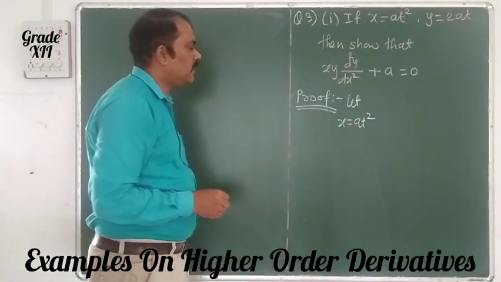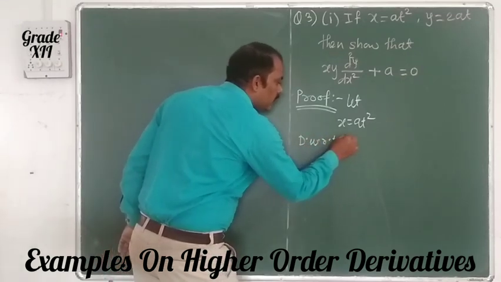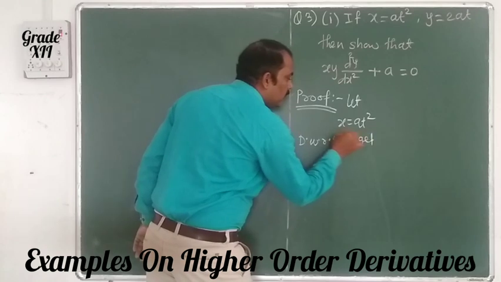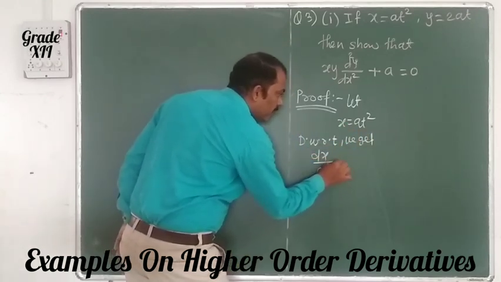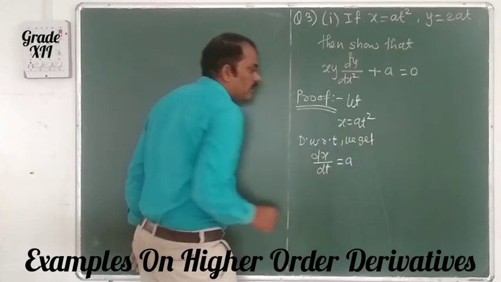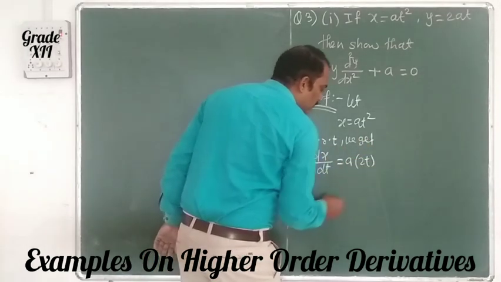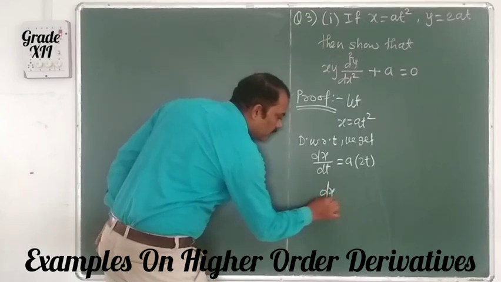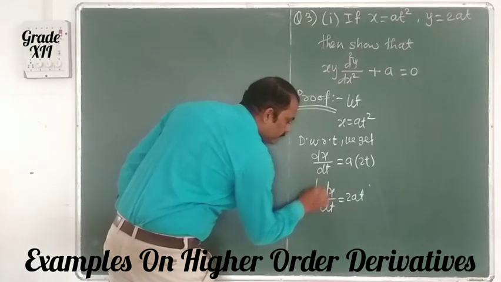First we have to differentiate with respect to t. We get the differentiation of this x with respect to t, that is dx by dt is equal to a into the differentiation of t square with respect to t, which is nothing but 2t. That is, dx by dt is equal to 2at.